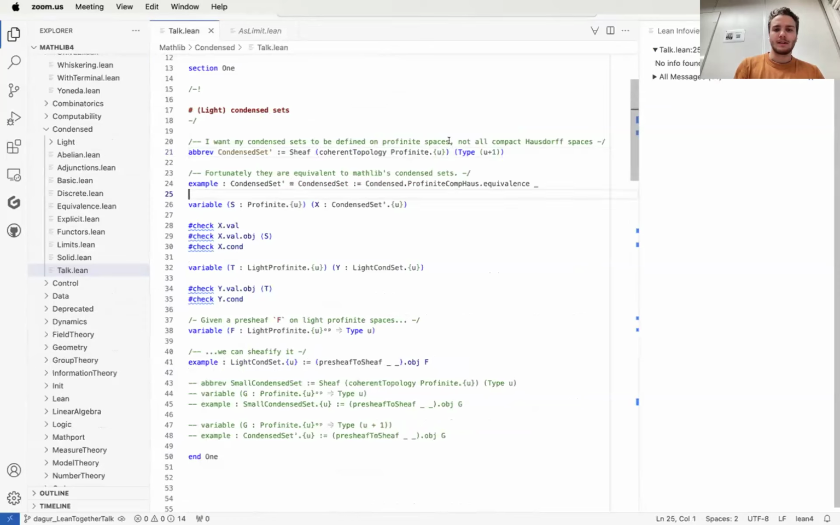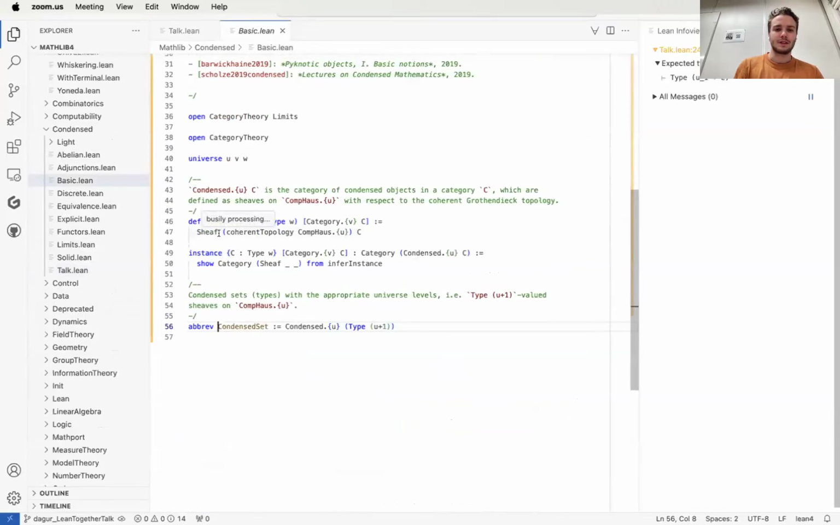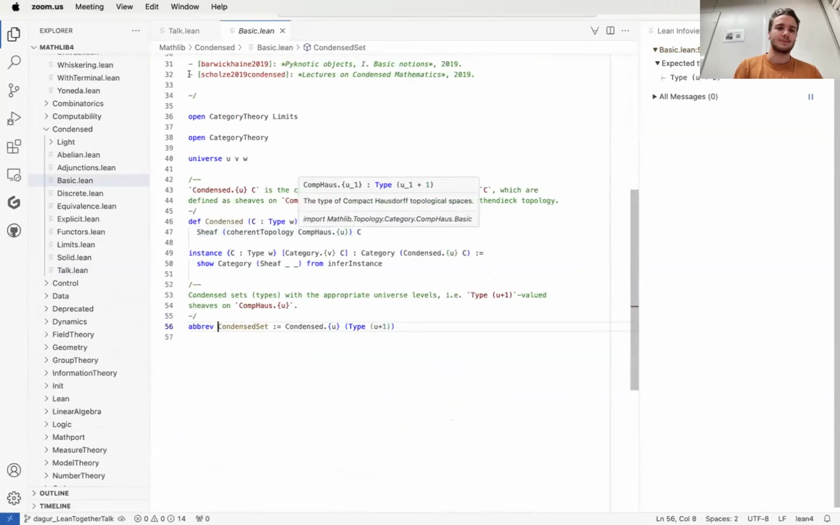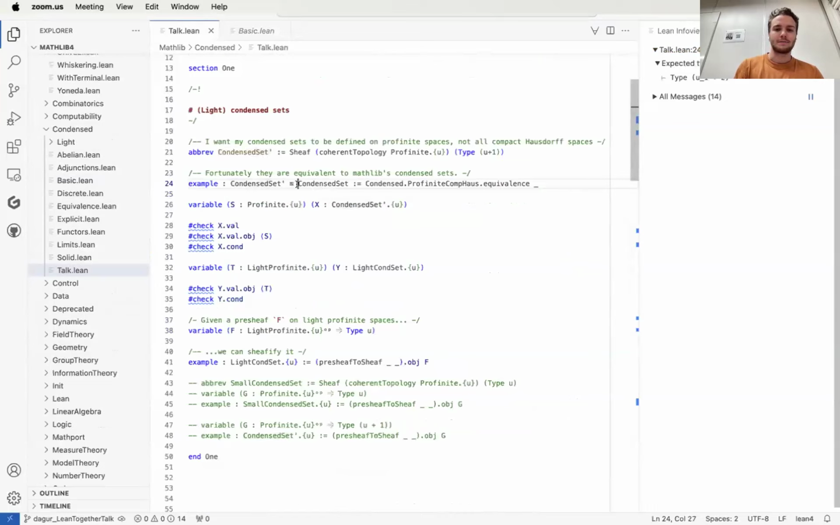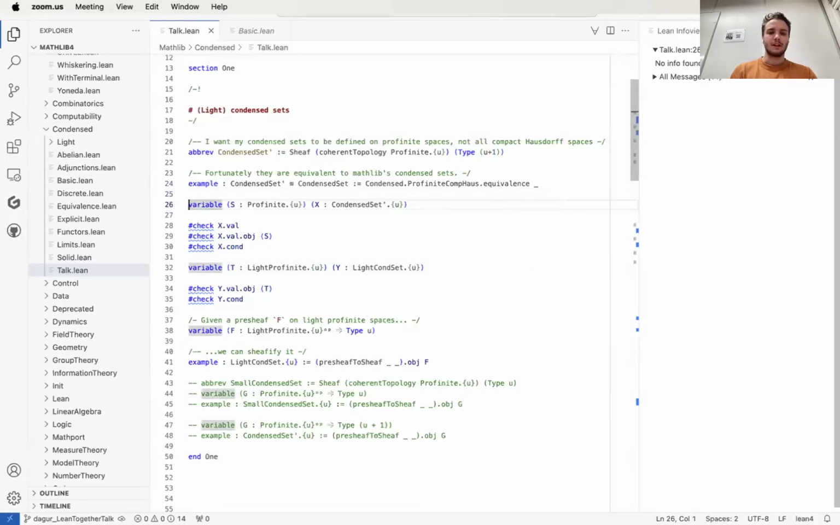Yeah, and okay, so I define my condensed sets as sheaves on the site of profinite sets, but Mathlib defines them as sheaves on compact Hausdorff spaces. But we have the equivalence. My condensed set prime is equivalent. We have an equivalence of categories of these sheaf categories. That's quite a non-trivial result, and was worked on a lot during the Copenhagen masterclass. Okay, so if we have a profinite set and a condensed set, we can, let's see.